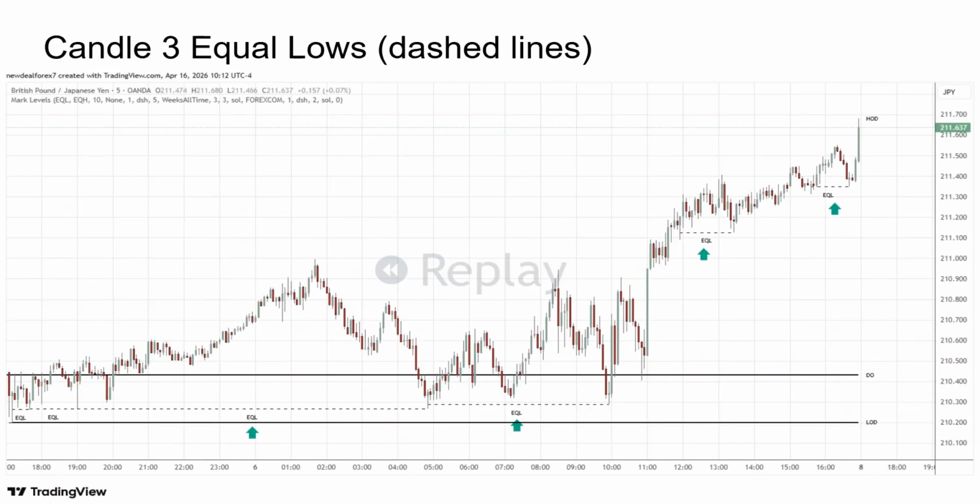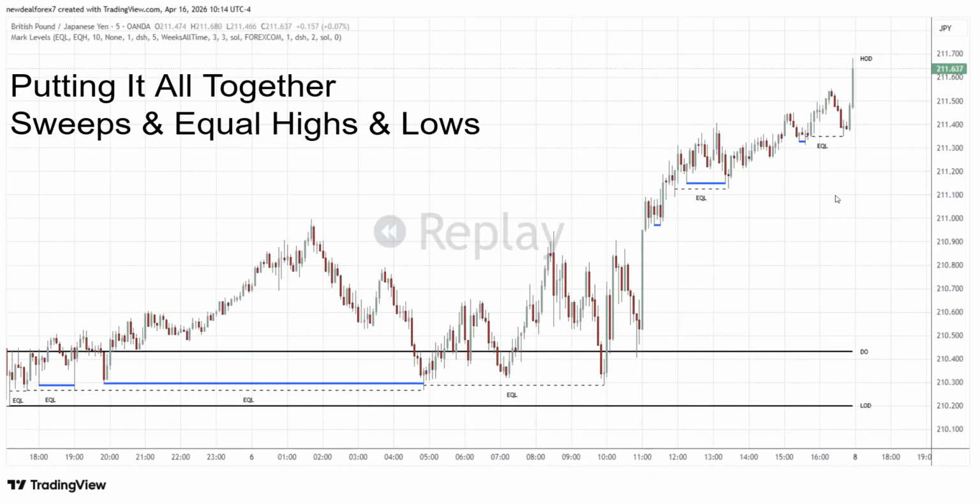So the equal highs and lows, I have it set up whereby there will be a dashed line. So you have equal lows here, here, and here, a smaller level here, and another one right there. All right. So when we put it all together, we have sweeps, which is the solid blue line, and the dashed lines are equal lows.